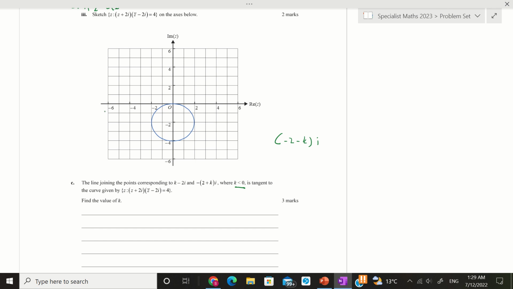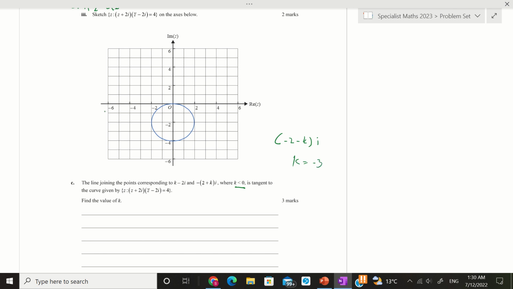Let's see where I can place it. Obviously I can't place it anywhere inside the circle, because that doesn't make sense. It needs to be tangent, so it makes sense to place it somewhere above or somewhere below. And since we're told k is less than 0, let's just pick a random value, like k equals negative 3, for example.